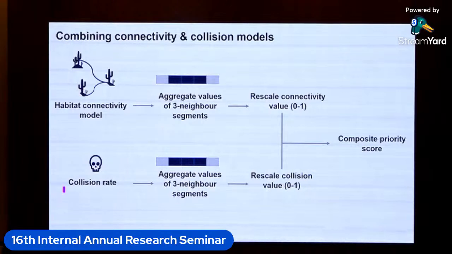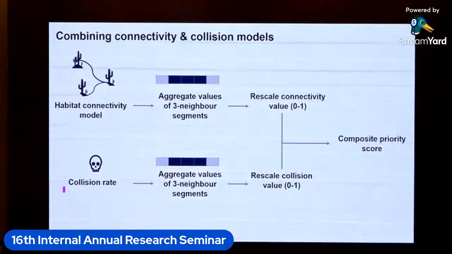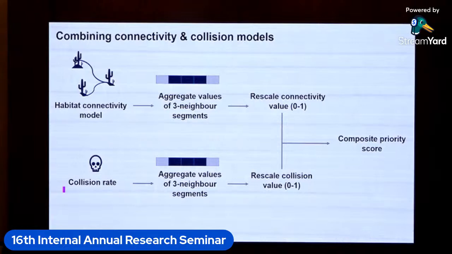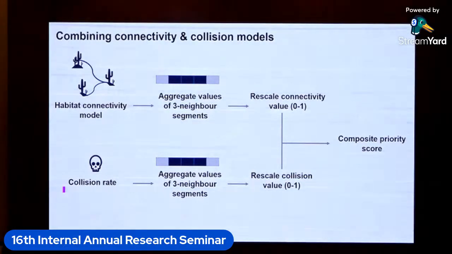So basically the composite priority score is a continuum going from 0 to 1. It shows the characteristics of collision and also the characteristics of connectivity. But our prime aim is to identify those segments where we should place the mitigation structures. So we identified the top 10 percentile composite priority score in every 5 kilometer segment and every 3 kilometer segment.